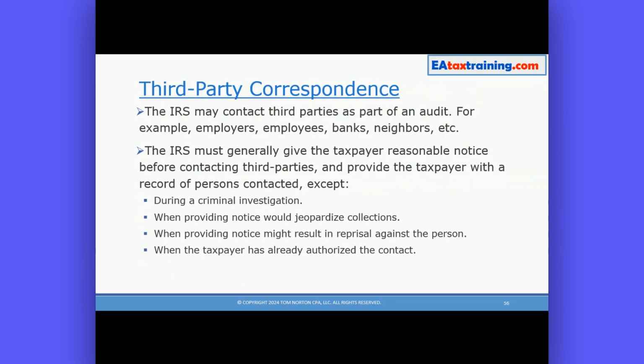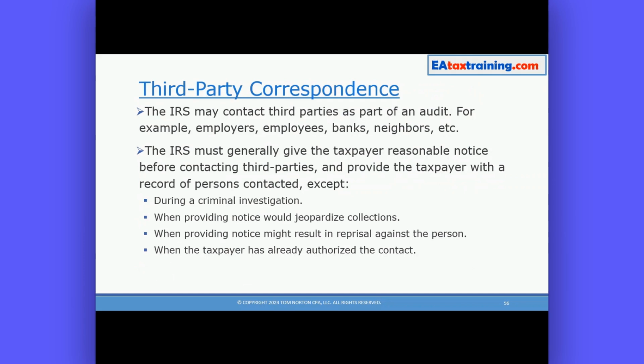Third party correspondence. The IRS may contact third parties as part of an audit. So it can be employers, employees, banks, neighbors, etc. In general, the IRS has to give the taxpayer reasonable notice before contacting any third parties and provide the taxpayer with a record of persons who are contacted.